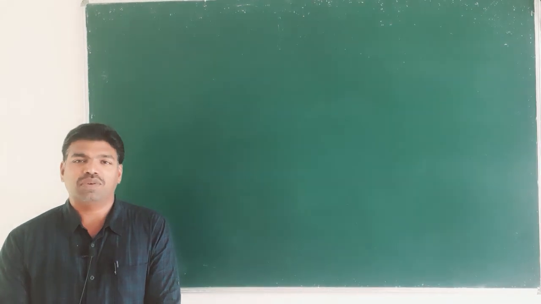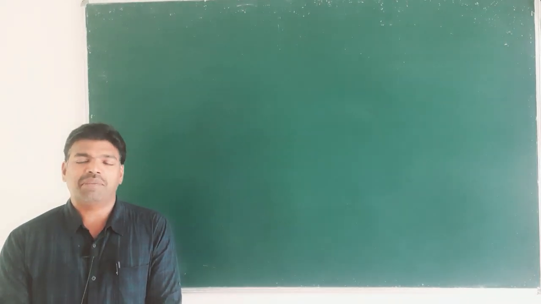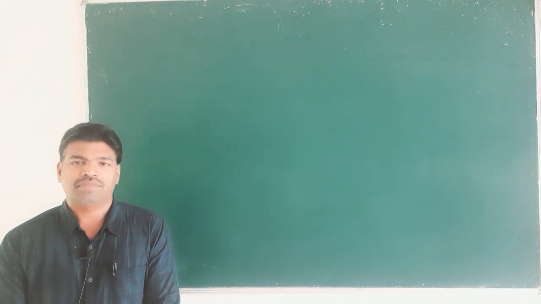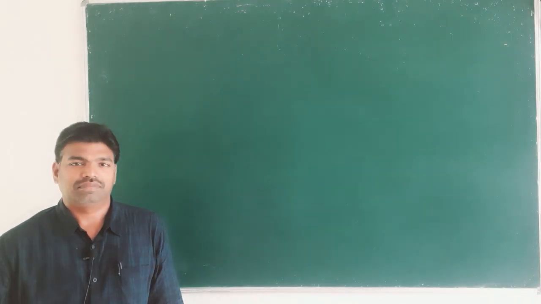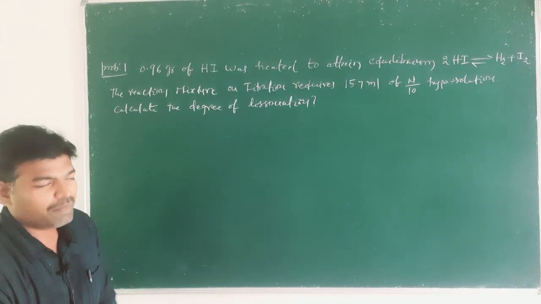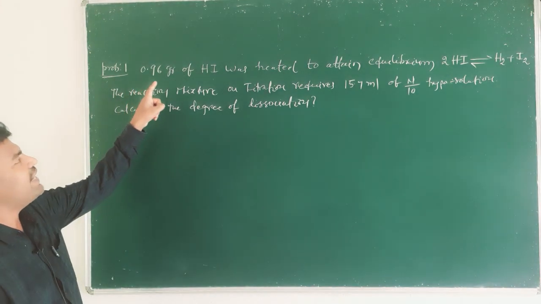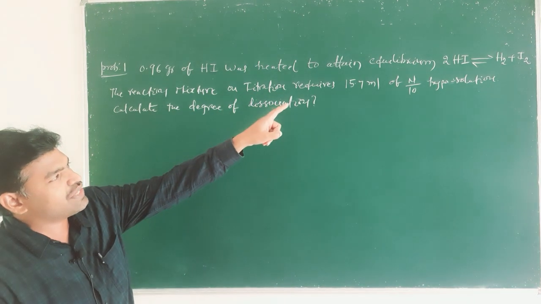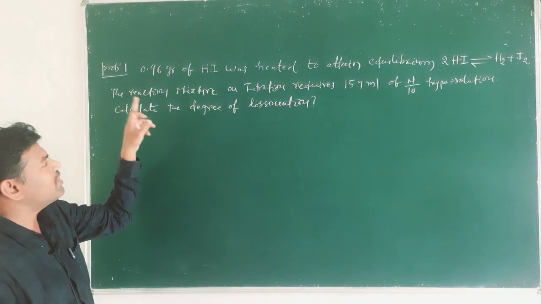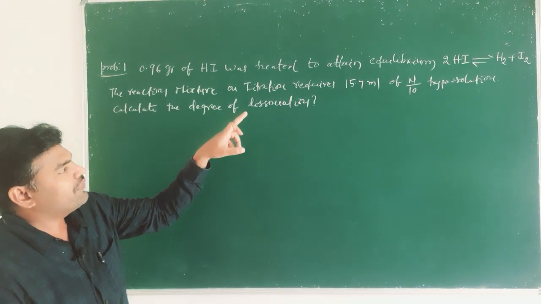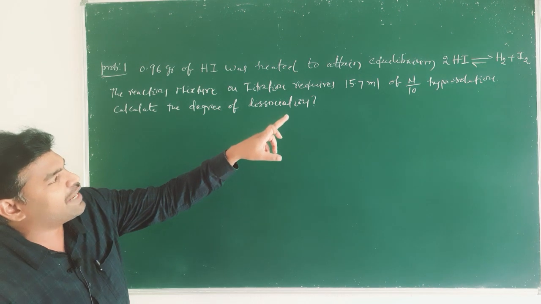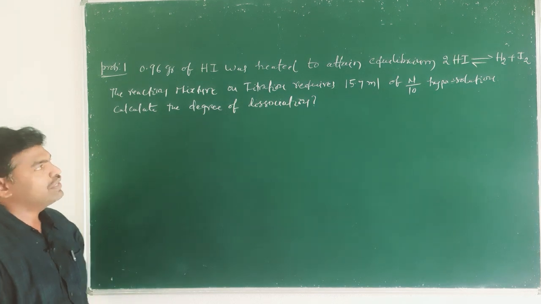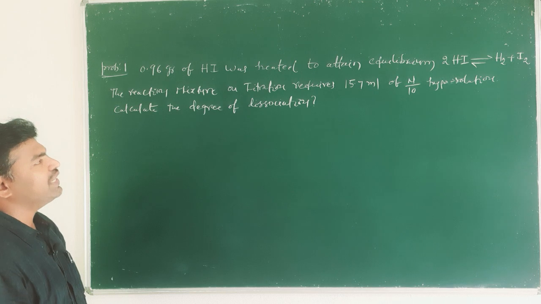Now we shall go through some problems in the chemical equilibrium chapter. Problem 1: 0.96 grams of HI was heated to attain equilibrium, 2HI gives rise to H2 plus I2. The reaction mixture on titration requires 15.7 ml of N/10 hypo solution. Then calculate the degree of dissociation.